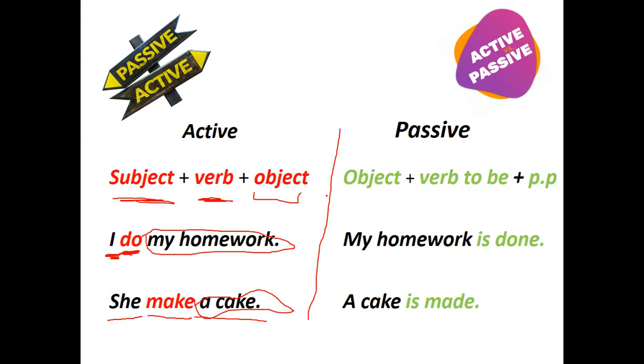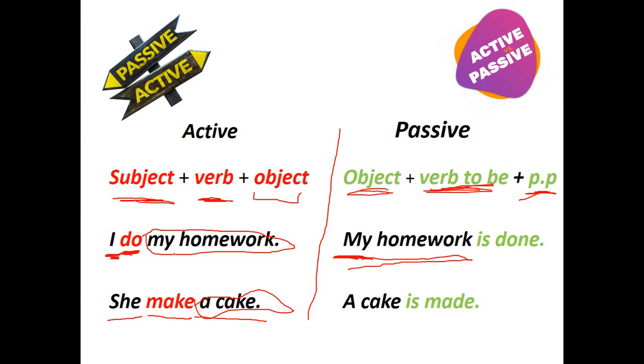Now look at the passive part. First we have to write the object, and then we have to write the verb to be. We have to write was or were. And we have PP. My homework is done. So this is the what? My homework is the subject.